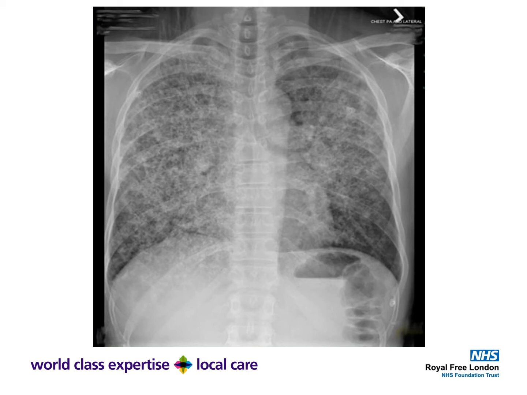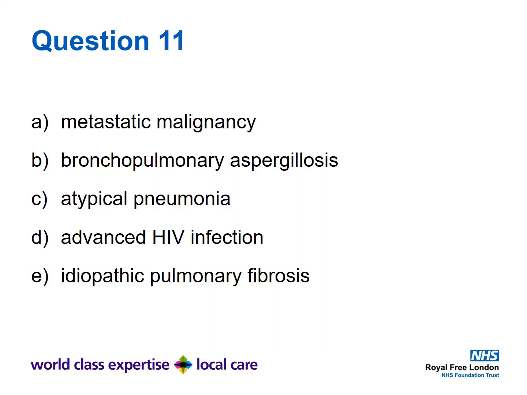This is the patient's chest x-ray here. Pause here until you think you have the idea of what the organism might be or the diagnosis. Is it A, metastatic malignancy, B, bronchopulmonary aspergillosis, C, atypical pneumonia, D, advanced HIV infection, or E, idiopathic pulmonary fibrosis?